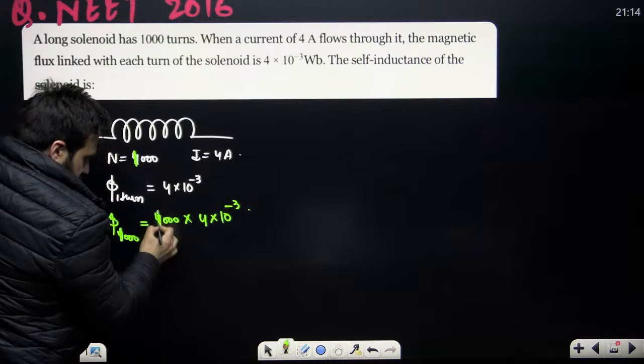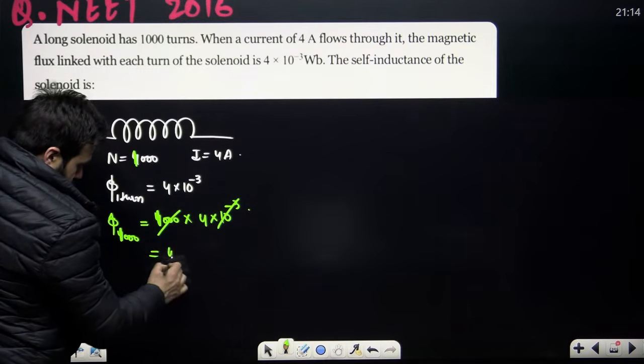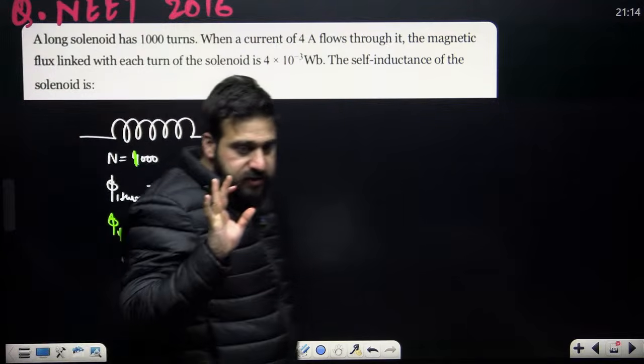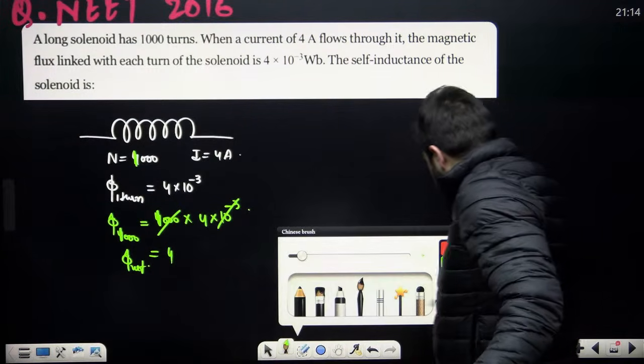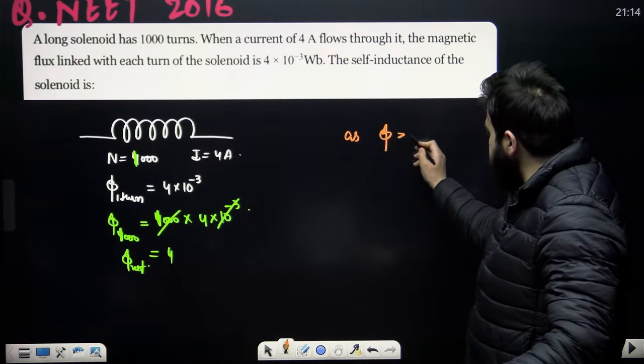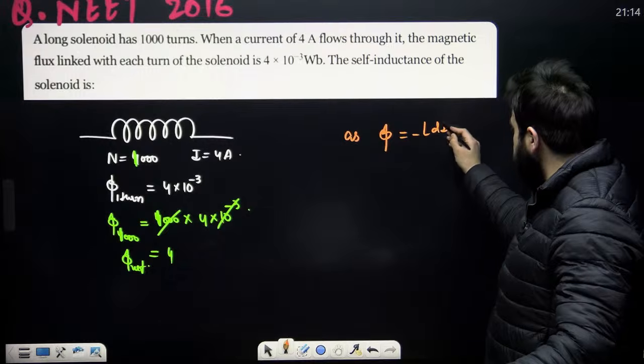Flux through 1000 turns. Now this is 10 raised power plus 3, 10 raised power minus 3. So this came out to be 4. This is net flux. Flux through 1000 turns is net flux. Now, can I say in this particular case that this net flux is equal to minus L di by dt?